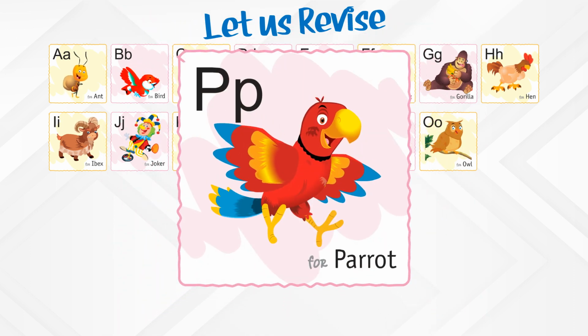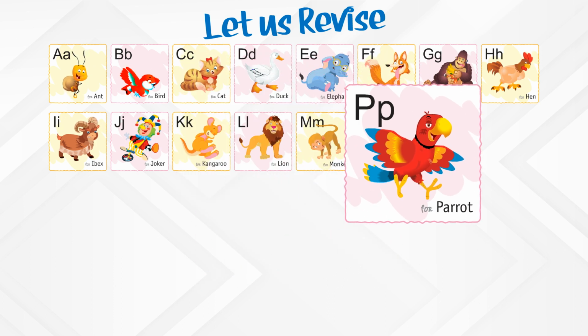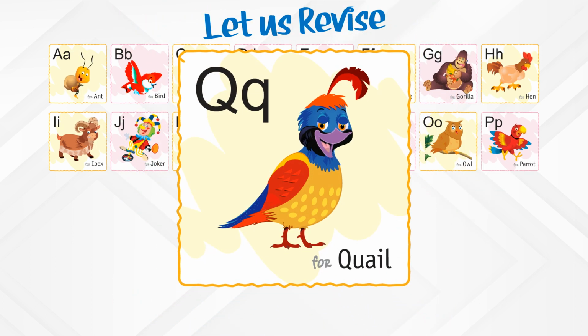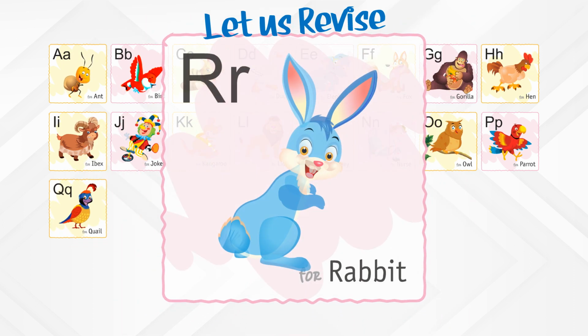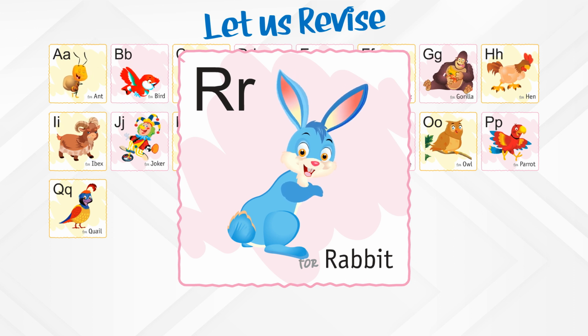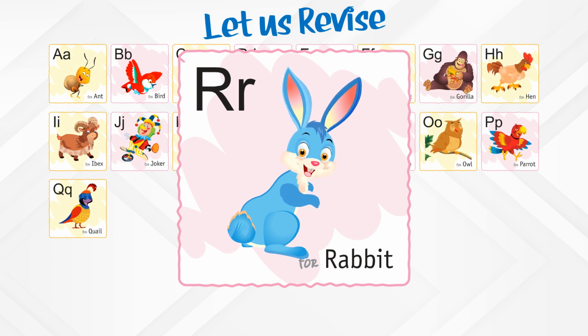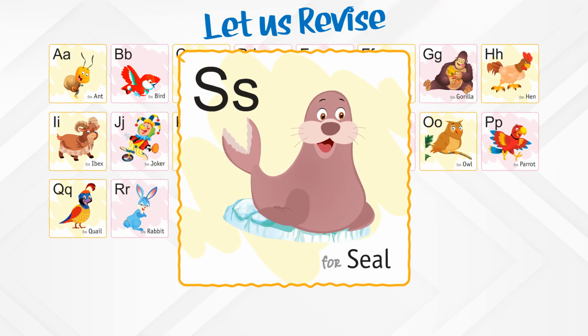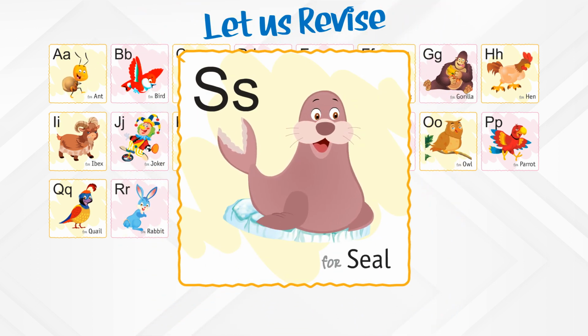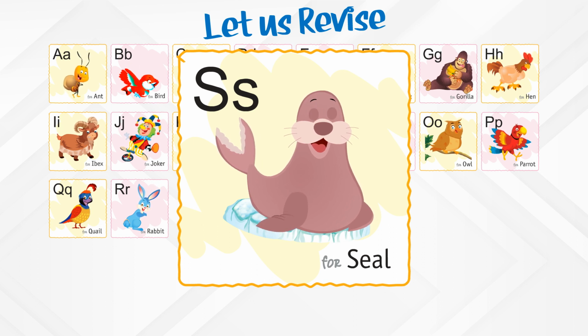Capital P, small p. P for parrot. Capital Q, small q. Q for quail. Capital R, small r. R for rabbit. Capital S, small s. S for seal.